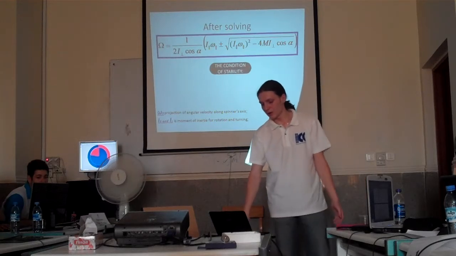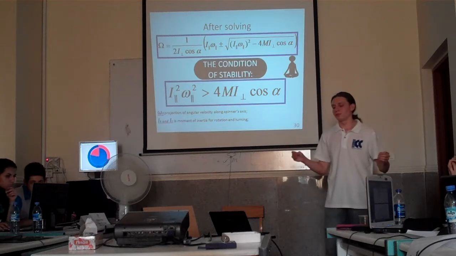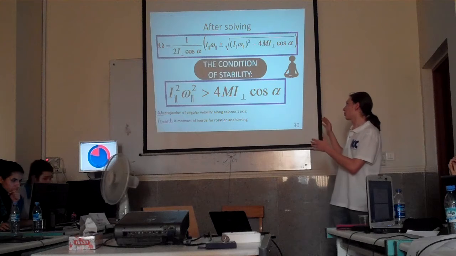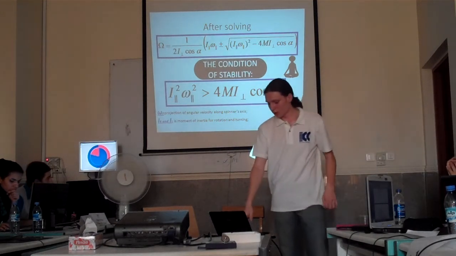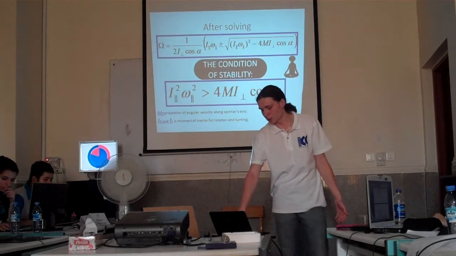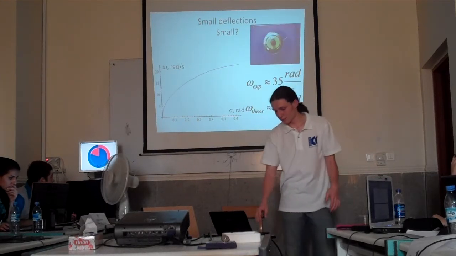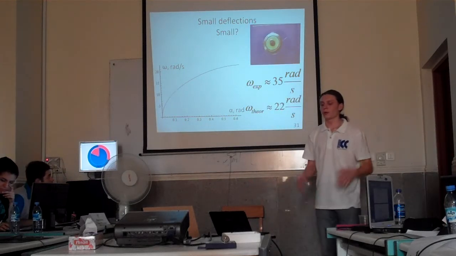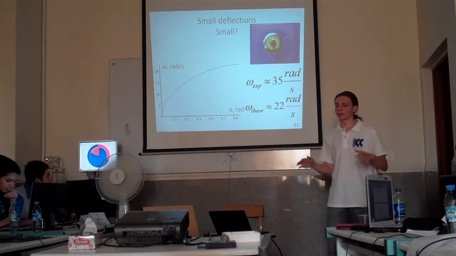So the condition of stability is that the angular momentum squared is more than the shown moment of force multiplied by the moment of inertia with some coefficients. And after putting in the moment of force, we can make a plot of angular velocity against deflection.